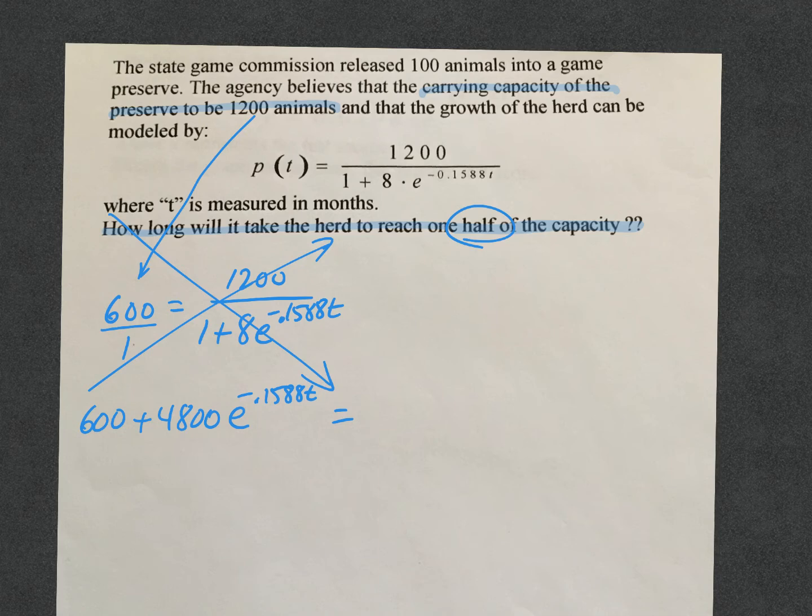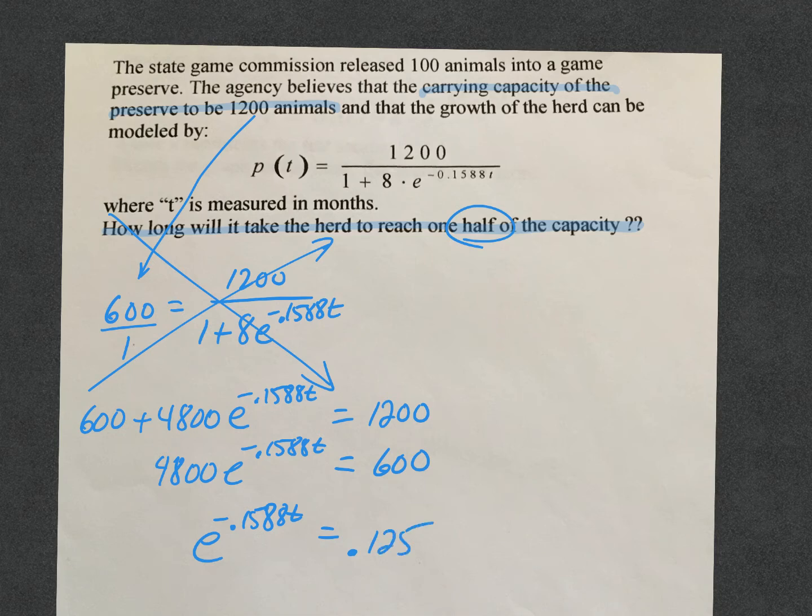There's the tough direction. So 600 times 1 is 600. 600 times 8 is 4,800 with the e attached. Cross multiplying the other way is easy. 1 times 1,200 is 1,200. Now to solve, we'd have to move the 600 to the other side by subtraction. So 1,200 minus 600 is 600. We'd have to divide both sides by 4,800. So 600 divided by 4,800, is that 0.125? Let me double check that. Yep, so that's 0.125.